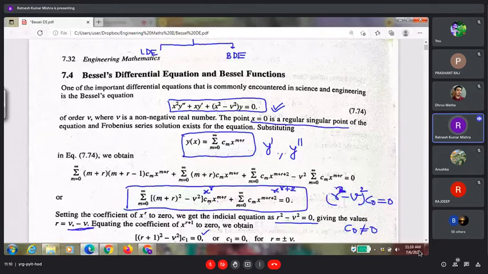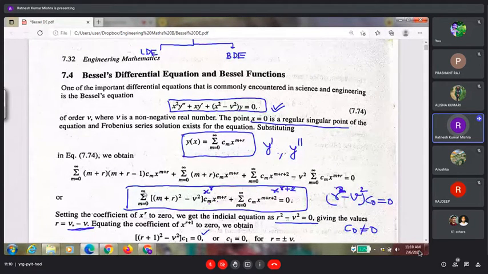Okay. Now substitute r equal to v. So (v plus 1) whole square minus v square cannot be 0. So c1 is 0. Now substitute r equal to minus v. So (1 minus v) whole square minus v square, when you simplify, this term cannot be 0. So in this case also c1 equal to 0. Which means when r equal to plus minus v, in both cases you will get c1 equal to 0.